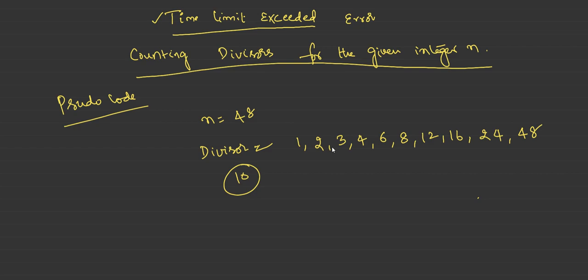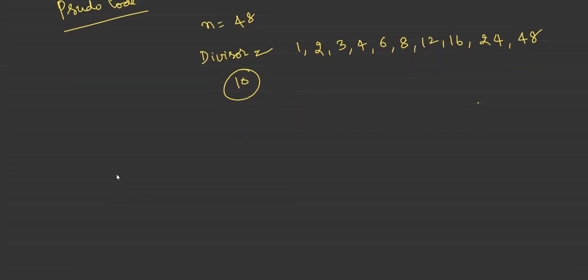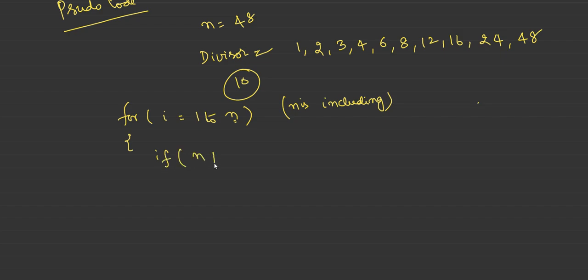For this, if I want to write pseudo code, what I will be doing, guys, is take a loop where the i value starts from 1 up to the given value n, where n is included. Then I check a condition: if n mod i is 0, then I can say that i is a divisor of n. For each value of i, I am checking whether i is a divisor of n or not.